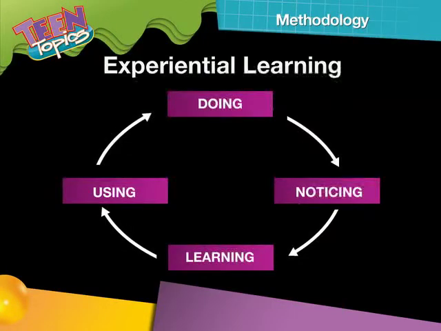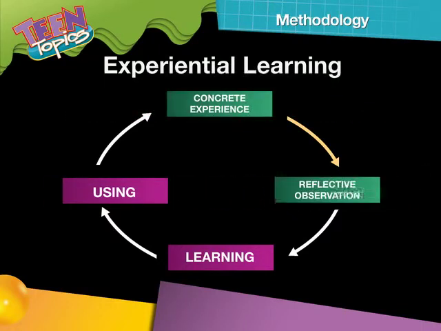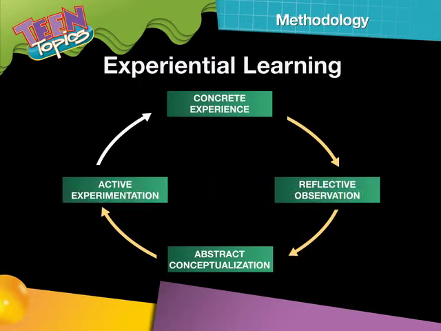Thus, by following the experiential learning cycle, students move from concrete experience, or doing, to reflective observation, or noticing, then to abstract conceptualization, or learning, and then to active experimentation, or using.